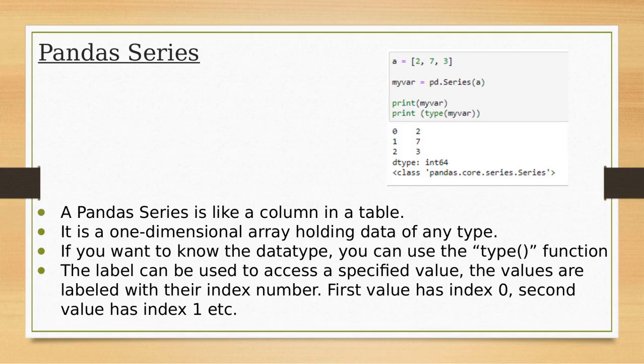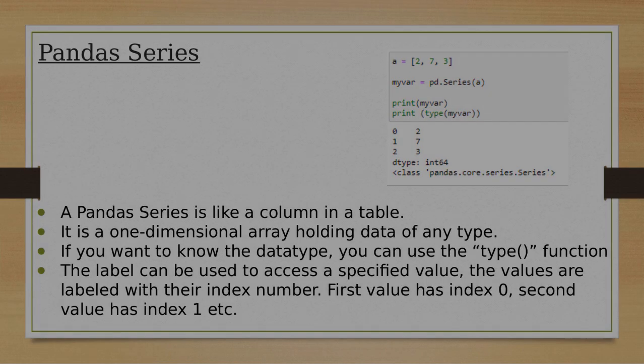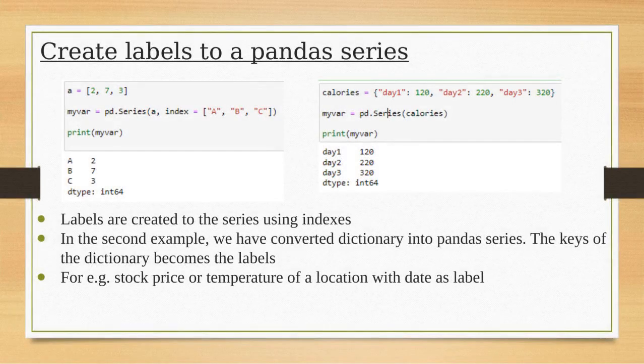Understanding the pandas series is important because it forms the building block of a data frame. Each column in a data frame is essentially a pandas series. In the first example, we begin with a Python list containing the values 2, 7, and 3. Instead of using the default numeric indexes, we pass an additional parameter called index while creating the series. Here, we specify the labels A, B, and C. As a result, these labels replace the default indexes.